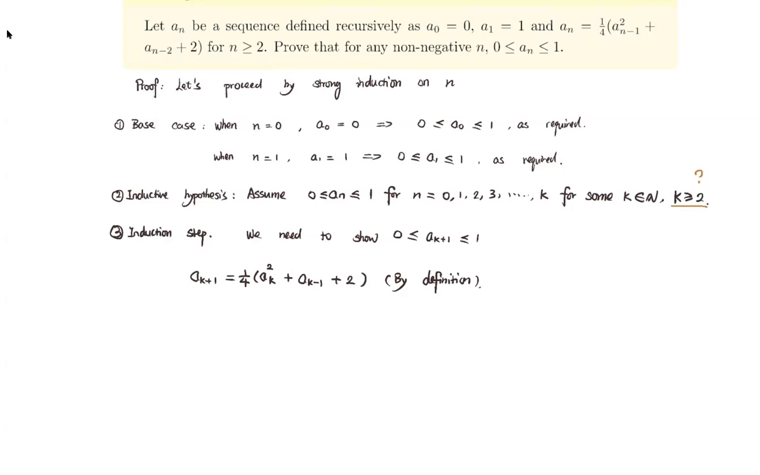Now, we know that by IH, we know that a_k is in between 0 and 1, and a_{k-1} is in between 0 and 1.